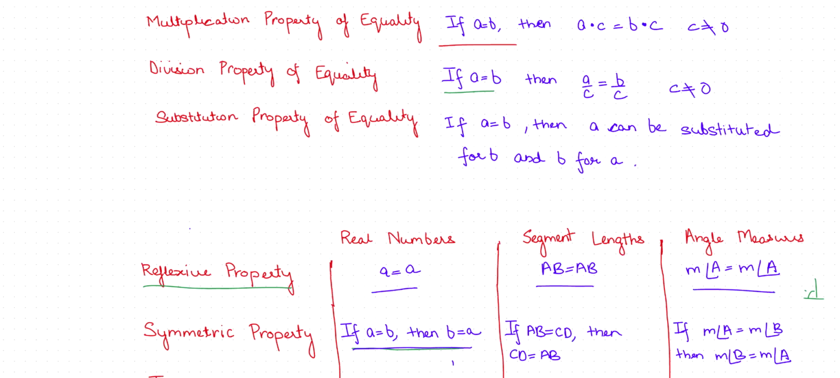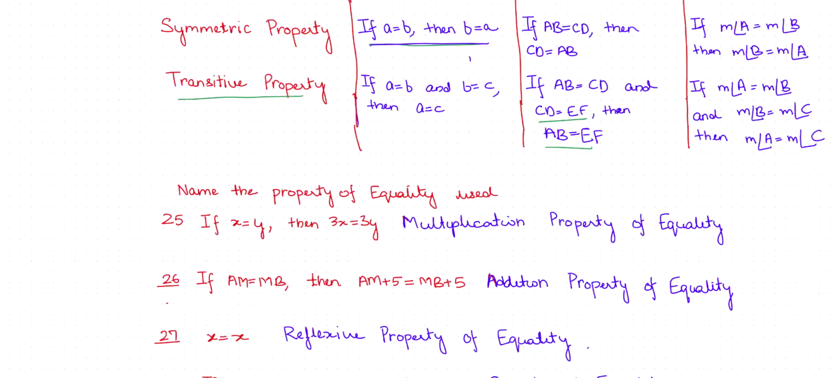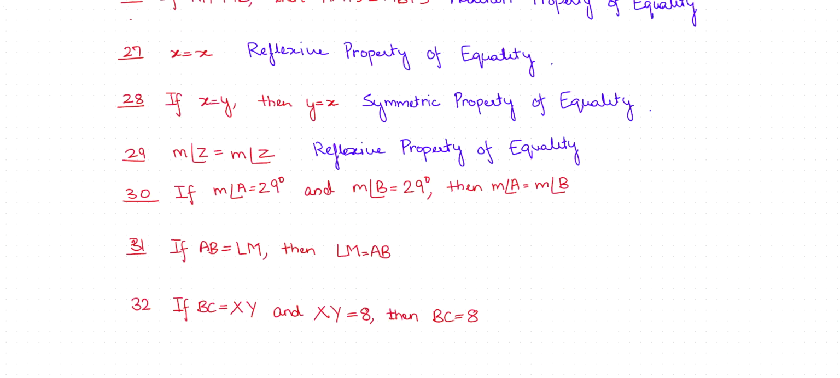So sometimes we confuse this for transitive, but this is not transitive. When we do the examples, we'll come to know. Here we just substituted, instead of 29, we substituted B. So measure of angle A is equal to measure of angle B.